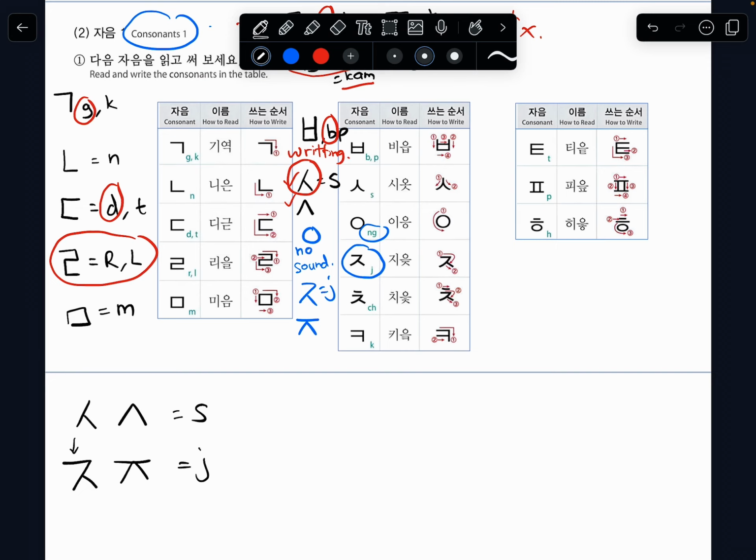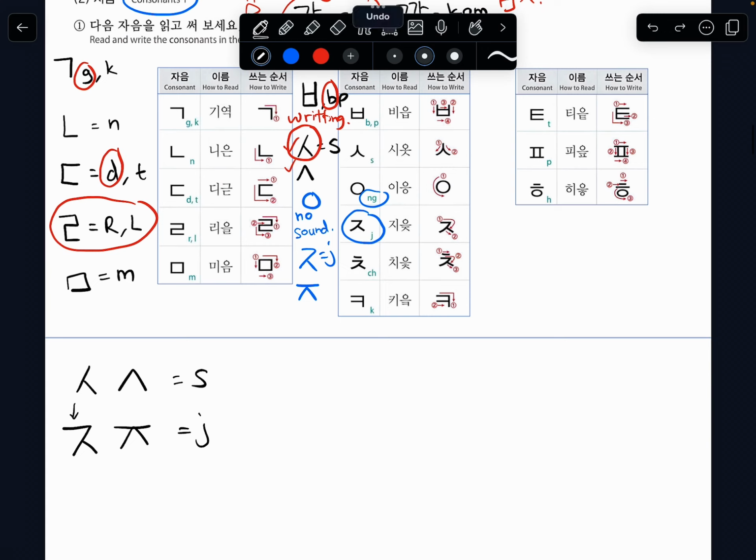And then we have the same as J. The shape, if you can see, is the same as J, but with one extra line like this or like this. Some people write this vertical, some people write this horizontal.